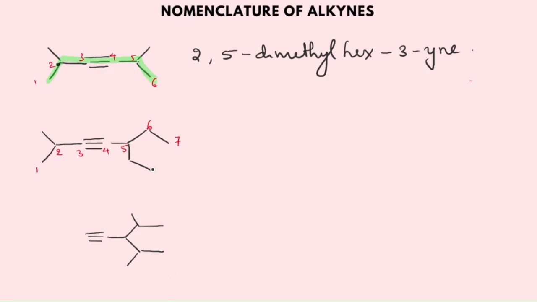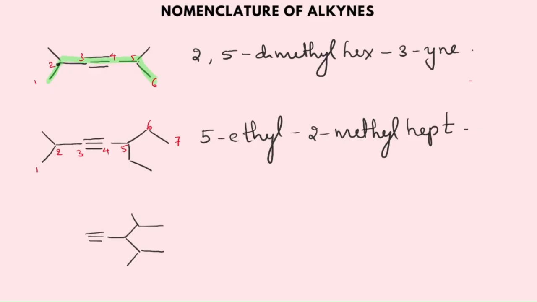At fifth position, there is an ethyl. Second position, methyl. Alphabetical order of priority. Therefore, 5-ethyl, and second position, methyl, 2-methyl. 7 carbons are there. Therefore, hept. And then 3-ine, or 3-heptyne. Either way it is correct. This is the correct IUPAC name.